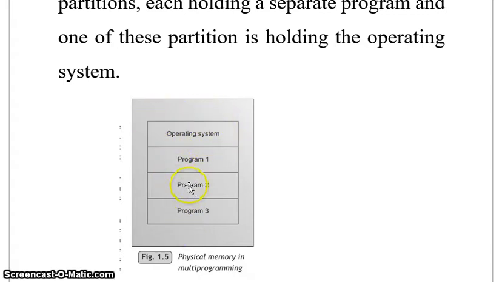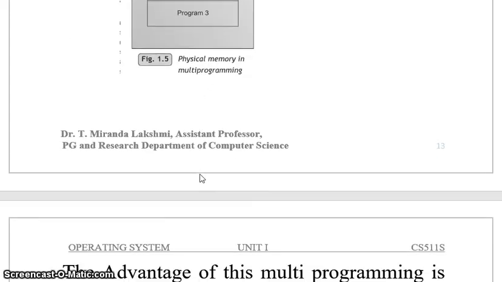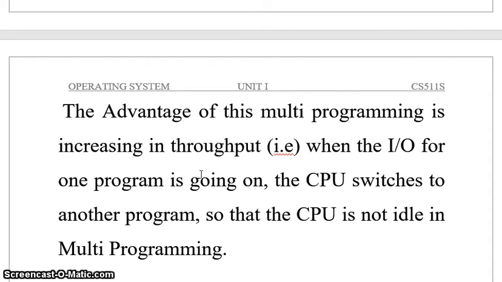Here we are loading 3 programs, that is program 1, 2 and 3. Each is holding a separate program, one partition for one program. This is called multiprogramming. So the advantage of multiprogramming is, during an IO operation, when one program has gone for an IO operation, the CPU will switch from one program to another program, so that the CPU will not be idle in multiprogramming.